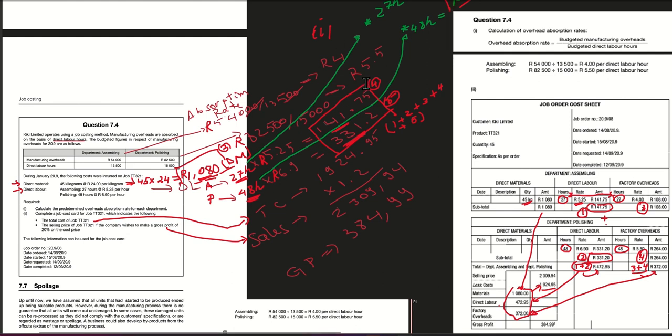But this will couple with what? Remember that this was budgeted, but it must couple itself with the actual hours. Where are the actual hours? You are talking about direct labor. So you need to go to direct labor to see how many hours it took for assembling for this specific job, and how many hours it took for polishing for this specific job. And that's very important.